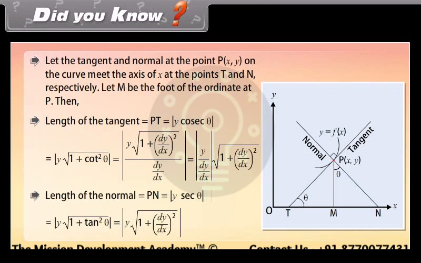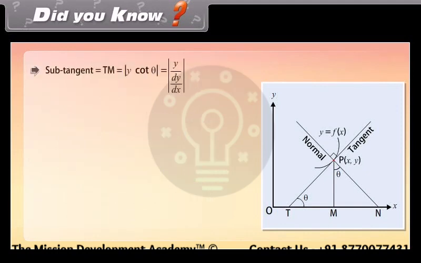Length of the normal is equal to PN is equal to modulus of y sec theta is equal to modulus of y into square root of 1 plus tan square theta is equal to modulus of y into square root of 1 plus (dy/dx)^2. Subtangent is equal to TM is equal to modulus of y into cot theta is equal to modulus of y upon dy/dx. Subnormal is equal to MN is equal to modulus of y tan theta is equal to modulus of y into dy/dx.